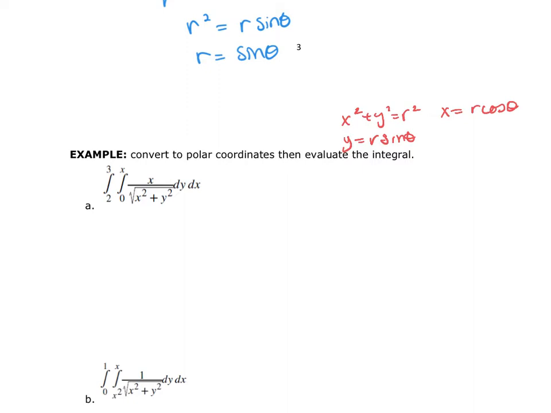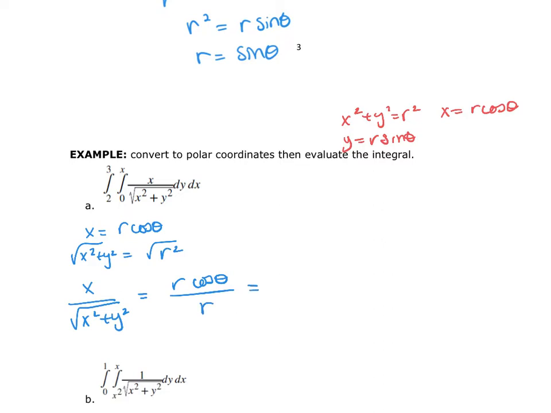So the first thing is doing the replacement of x, which is equal to r cosine theta. And the square root of x squared plus y squared is going to be the square root of r squared. And so my x over the square root of x squared plus y squared is going to give me r cosine theta over r. So in other words, we just have cosine theta. That's the easy bit. The next thing I have to do is figure out how I'm going to do the conversions on my limits of integration.